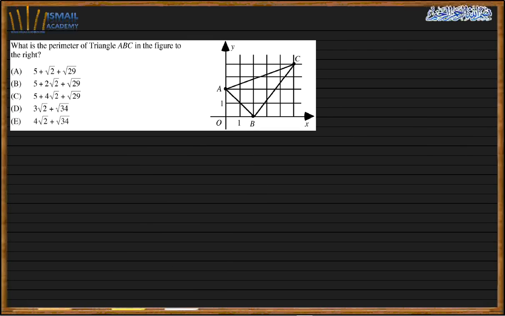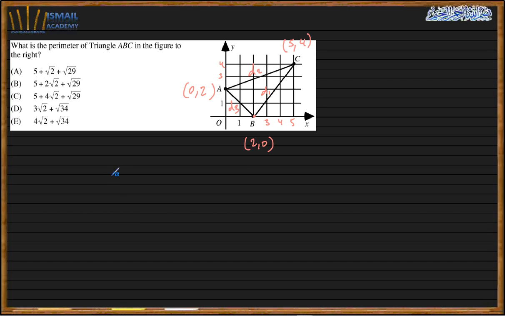Last question. What is the perimeter of triangle ABC in the figure to the right? To find it, I need the distance of all the sides, because the perimeter is the sum of all the sides. This is the coordinate (2, 0), this is the coordinate (0, 2), and this is (5, 4). I just need to find the distances d1, d2, and d3, then add them together.